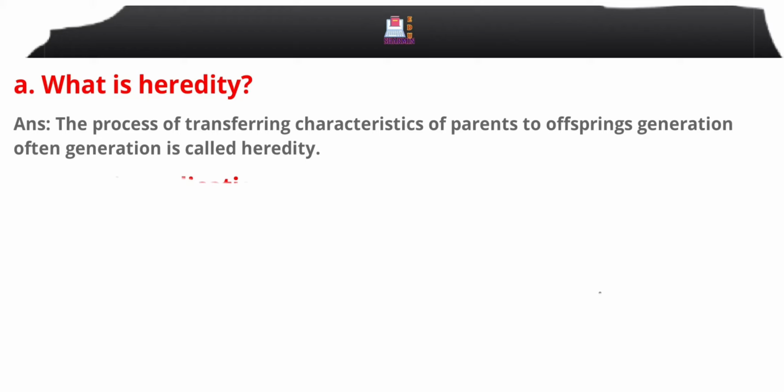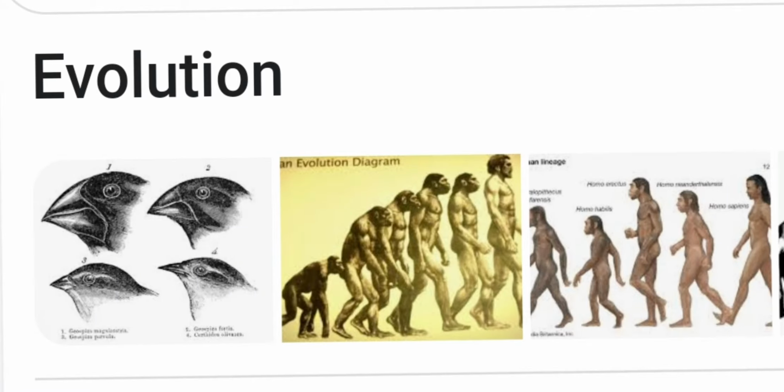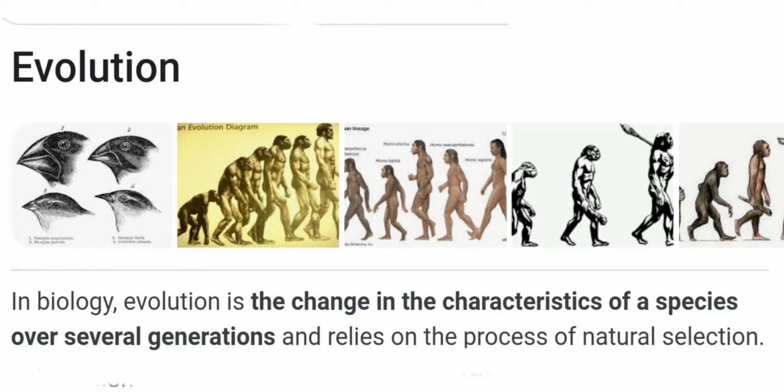Heredity is the process of transferring characteristics of parents to offspring, generation after generation. That is the transferring of characteristics from parents to baby, that is called heredity. How about evolution? Evolution is also a process by which different kinds of living organisms are believed to have developed from earlier forms during the history of the earth. That is the gradual developing of something, that is called evolution.